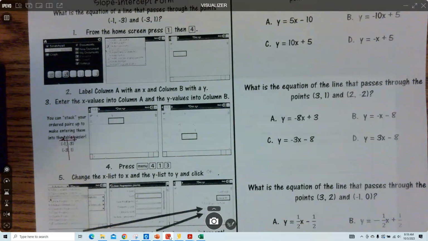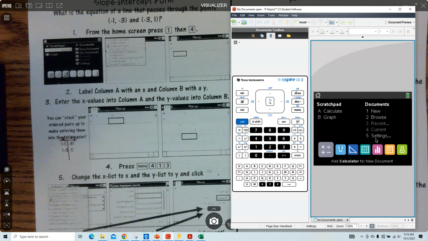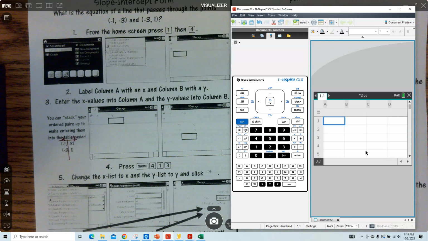So in your calculator, we're going to start from the home screen. Make sure there's nothing in it. Make sure you're starting fresh. Linear regression will mess other things up, so always start fresh when you do this. We're going to go in here to lists and spreadsheets, the green box. Next to the A, we're going to type an X. Next to the B, we're going to type a Y.